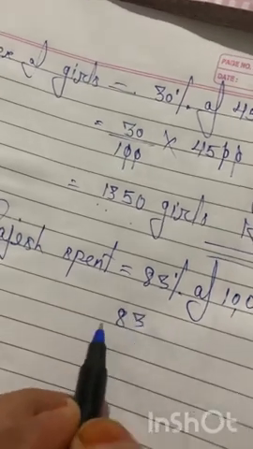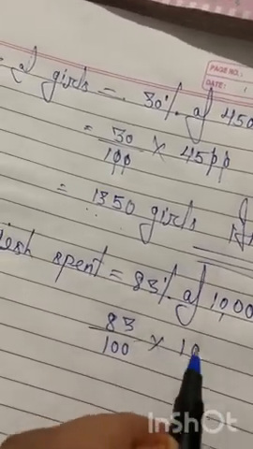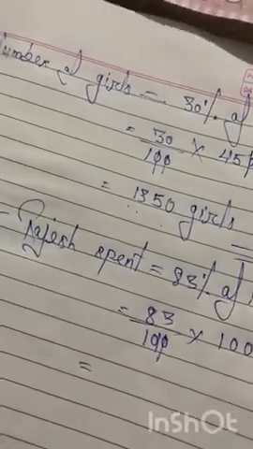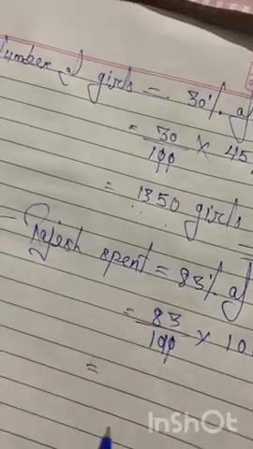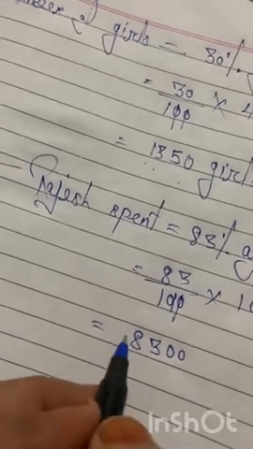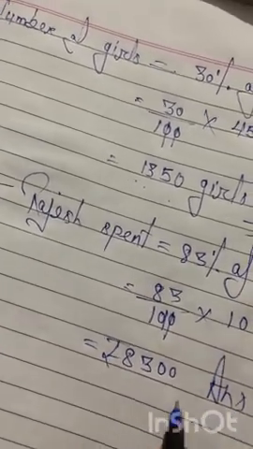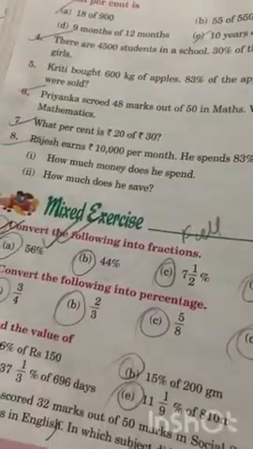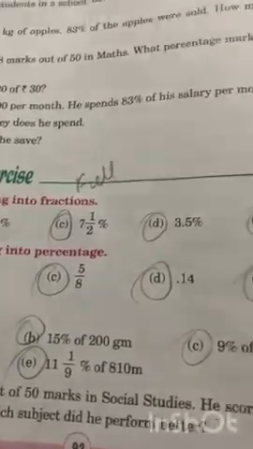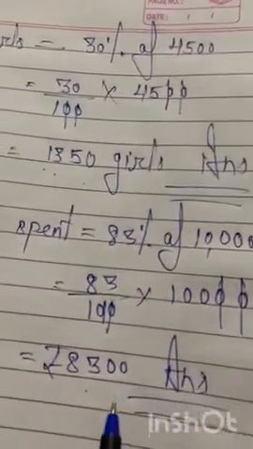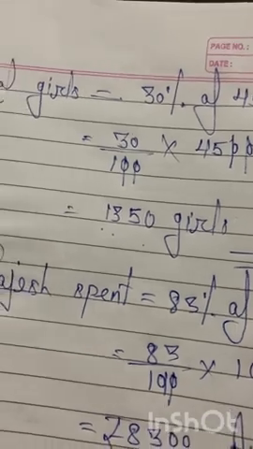Okay, now we will solve it. 83% means 83 by 100 into 10,000. Zeros cut. So what is the amount? Amount Rajesh spent is 8,300. This is our answer. This much money he spent. Now the next question is how much does he save? Now the second part is how much he saved. His total salary is 10,000. Out of 10,000 he spent 8,300. Then how much does he save?